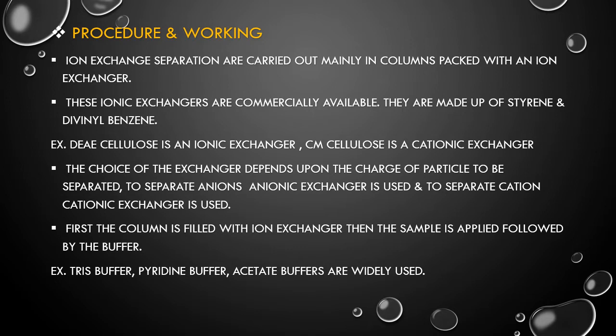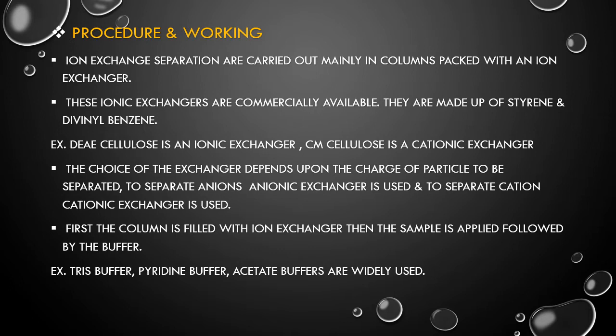Now the procedure and working of ion exchange chromatography. Ion exchange chromatography separations are carried out mainly in columns packed with an ion exchanger. The stationary phase is the resin. So for ion exchange chromatography, we use column chromatography. These ion exchangers are commercially available and are made up of styrene and divinylbenzene. For example, DEAE cellulose is an anion exchanger and CM cellulose is a cationic exchanger.